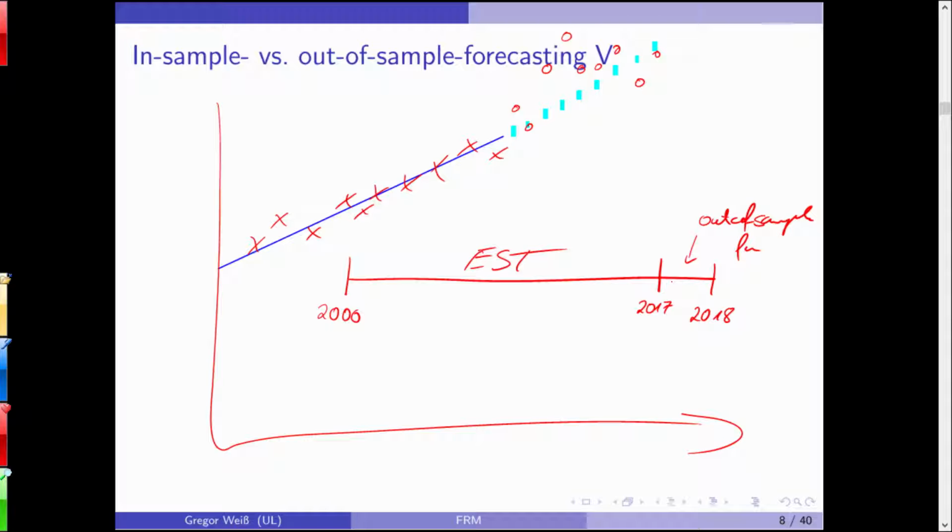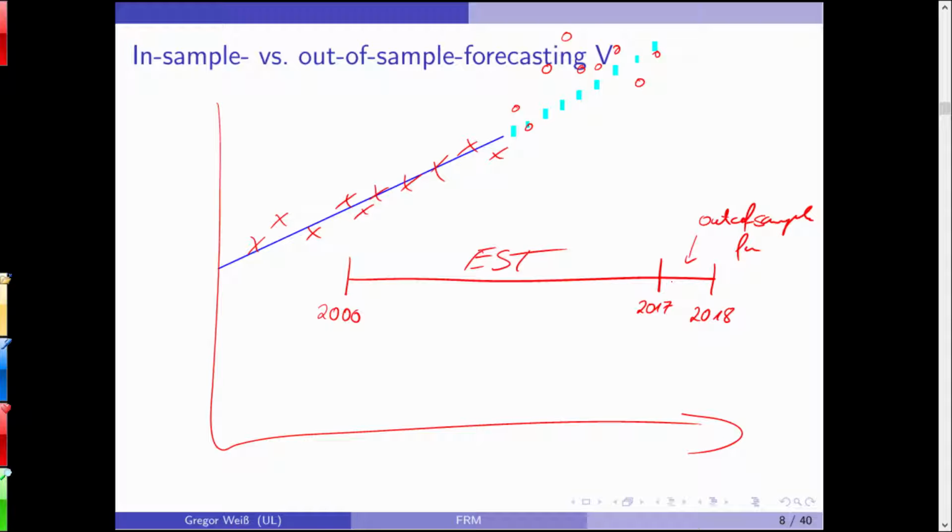Now, when it comes to any risk model, in-sample fit should always be good. That is, if we fit a model to this data, in-sample, and we estimate the parameters, and we don't get a good fit here, it means our model is bad. It means that our model is not even able to assess and forecast in-sample, meaning we have the wrong model.